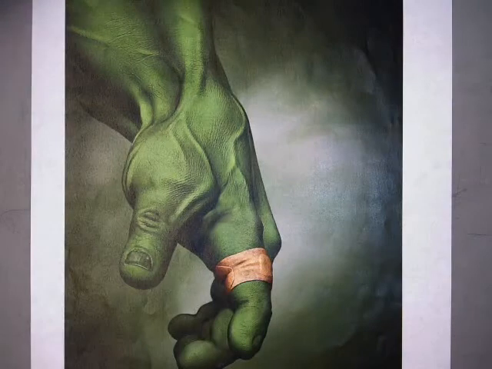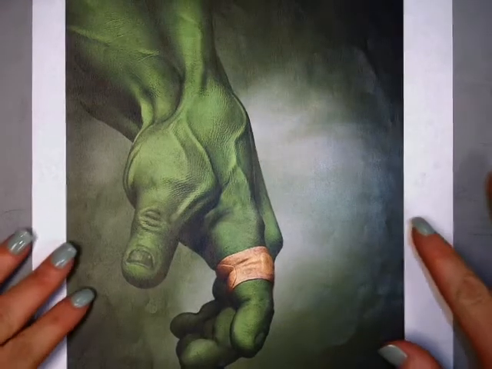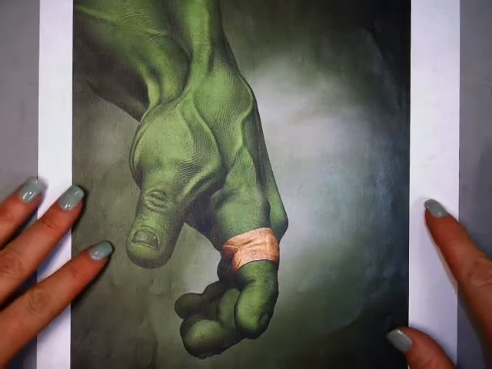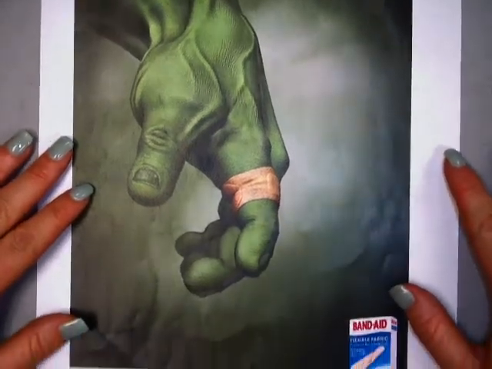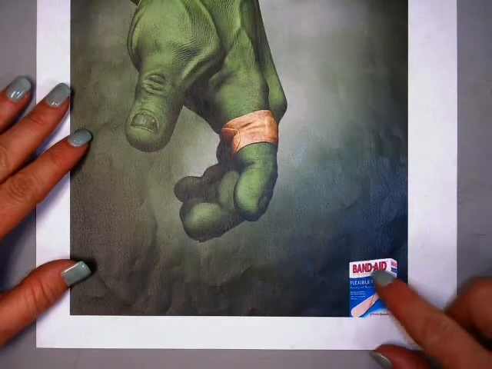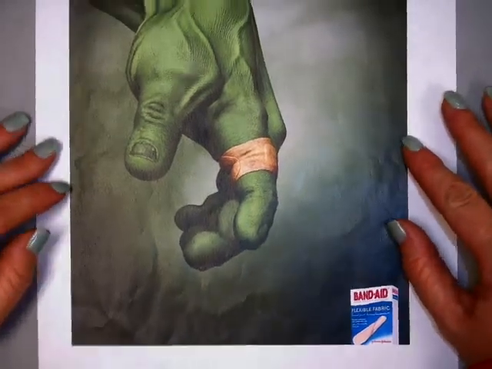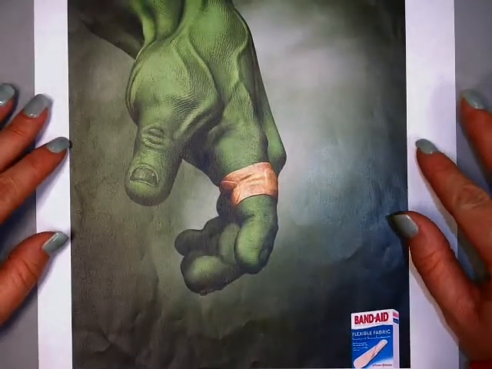Recognize that guy? Big green hand? Veins sticking out? The superhero fans in the class ought to recognize this as being the Hulk. And the Hulk has a Band-Aid on his finger. And then at the very bottom is a picture of the Band-Aid box. So think about what advertisement technique this one is using.